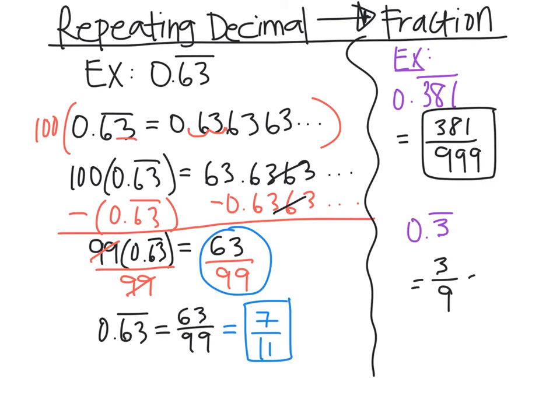And we can't forget, which I actually forgot in the last example, but always make sure to simplify. So actually this simplifies to 127 over 333. So that would be my final answer. So this is how you change repeating decimals into fractions.